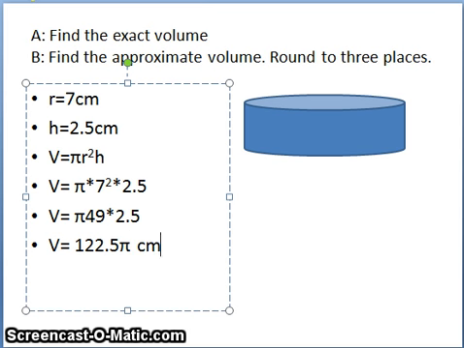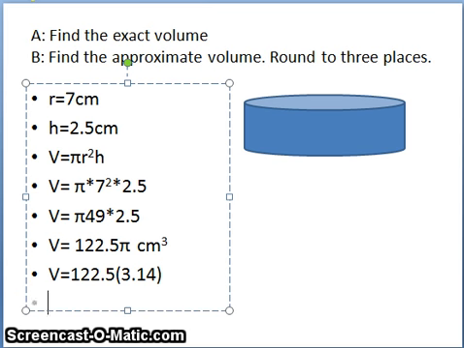Remember that we need the units. It's volume, so it would be centimeters cubed. That's because radius times radius times height was 3 things that got multiplied together, all of them with a unit of centimeters. So here is our exact volume. Our exact volume is 122.5 pi centimeters cubed. Now to find the approximate volume, all I need to do is take that 122.5 and multiply by 3.14, our approximate value of pi.